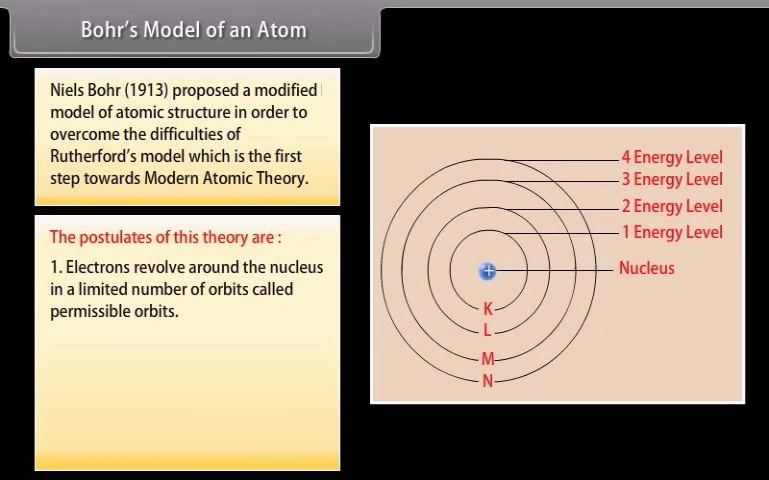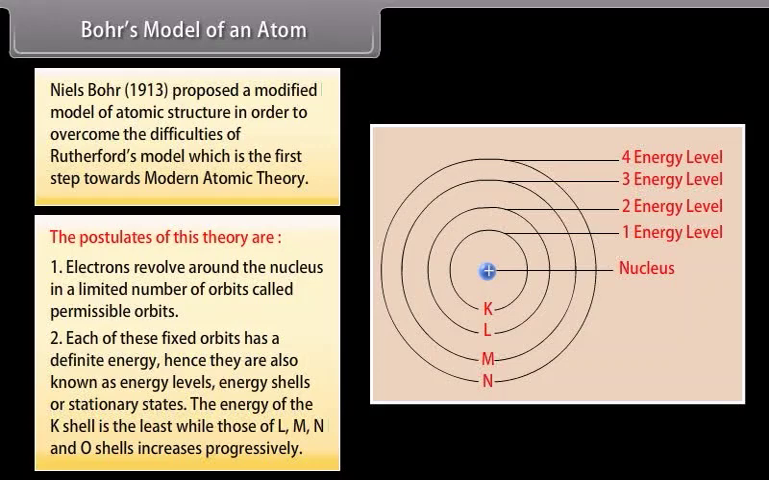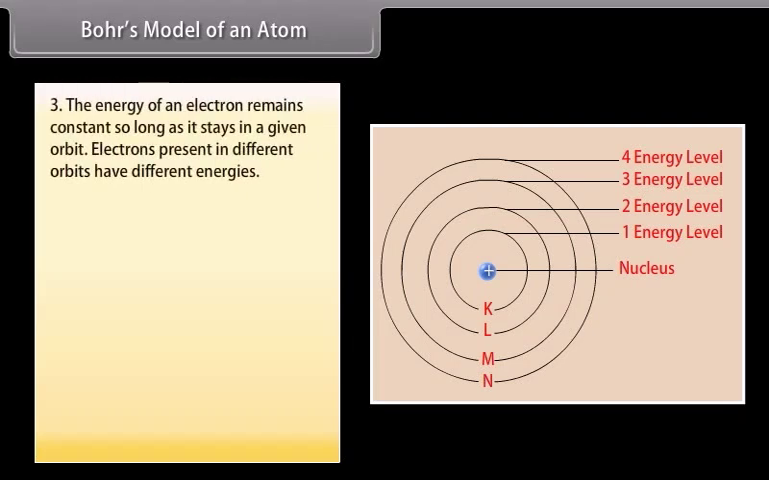1. Electrons revolve around the nucleus in a limited number of orbits called permissible orbits. 2. Each of these fixed orbits has a definite energy, hence they are also known as energy levels, energy shells, or stationary states. The energy of the K shell is the least, while those of L, M, N, and O shells increase progressively. 3. The energy of an electron remains constant so long as it stays in a given orbit. Electrons present in different orbits have different energies.